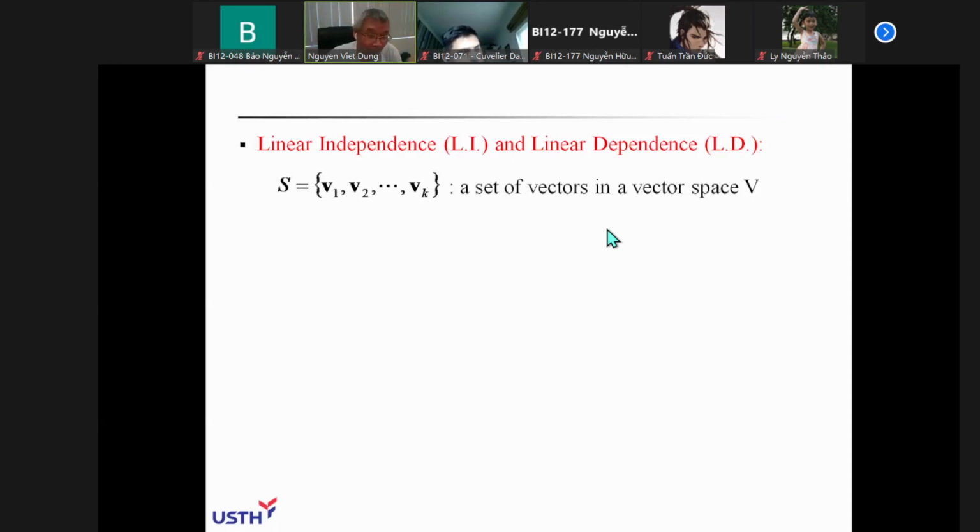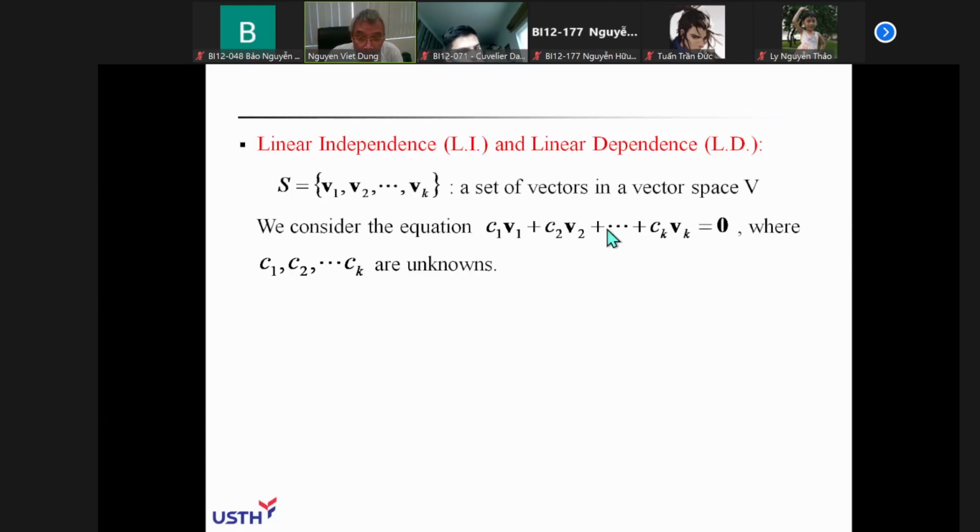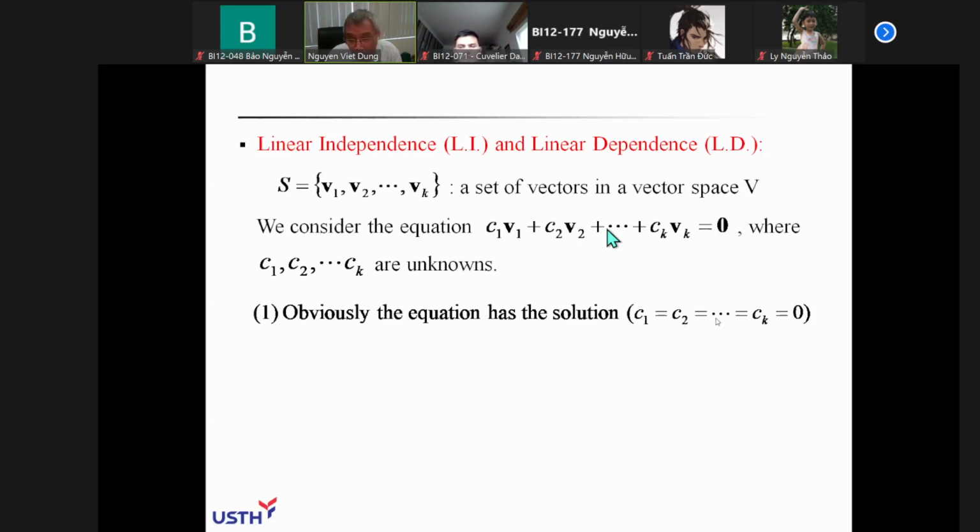Now, once again, we go back to the notion of linear combination. Suppose that S equals {V1, ..., Vk}. That is a set of vectors in a vector space V. We consider an equation written by C1 V1 plus C2 V2 plus ... plus Ck Vk equals 0. And here C1, C2, ..., Ck are variables or unknowns. We need to solve the equation, which means we need to find C1, C2, ..., Ck. And obviously, the equation has a trivial solution. It means that if we substitute C1 equals C2 equals ... equals Ck equals 0 into here, we get the equality. So the equation always has a trivial solution.